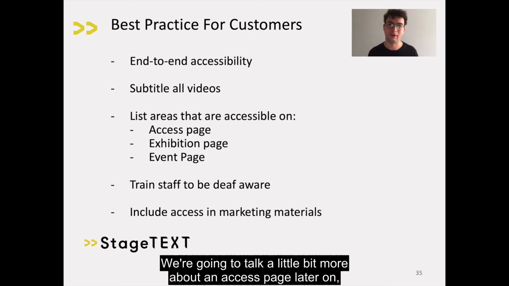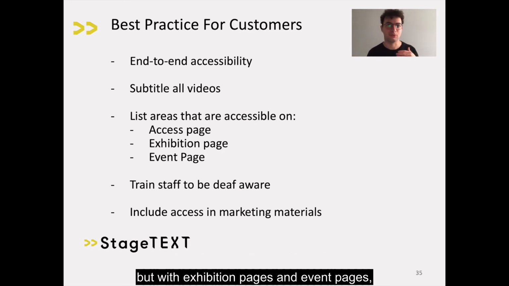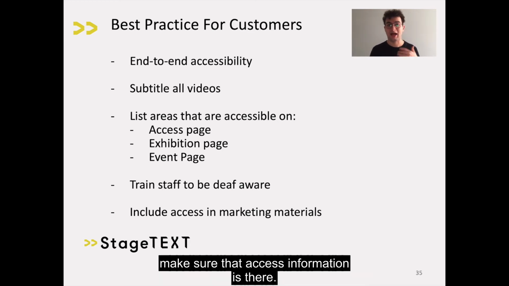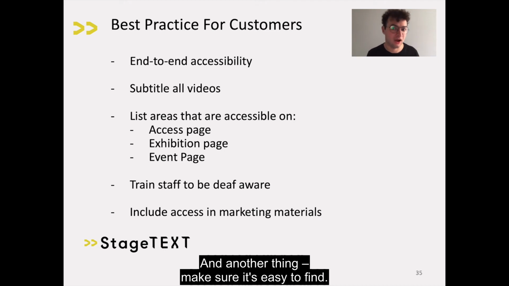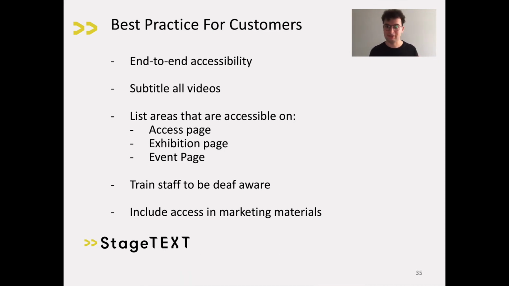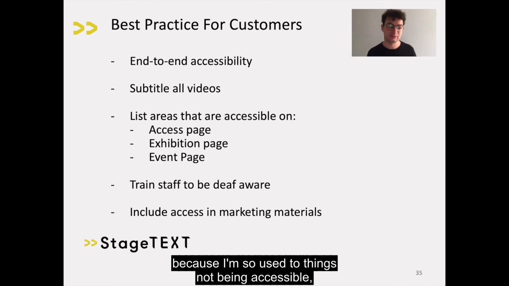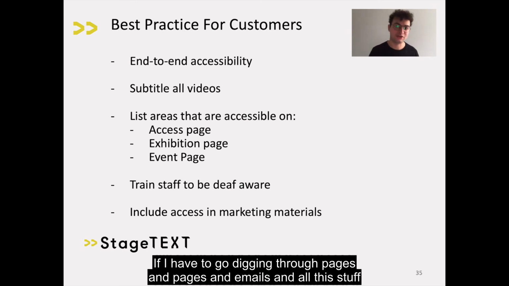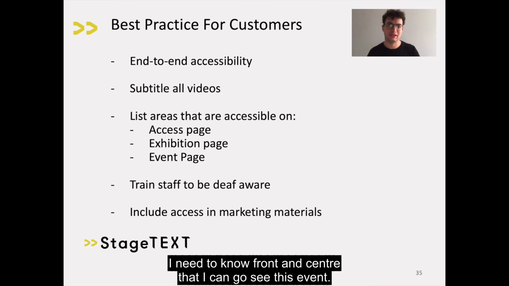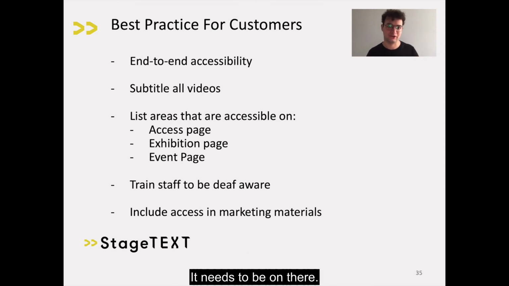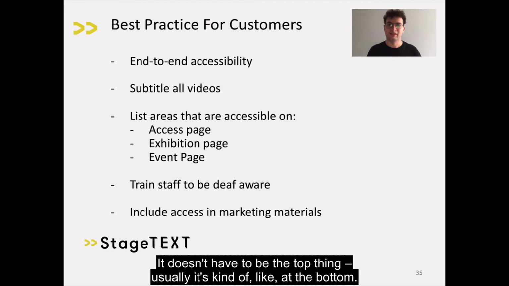We're going to talk a little bit more about an access page later on, but with exhibition pages and event pages, make sure that access information is there. And another thing, make sure it's easy to find. When I'm looking on websites, like I said, because I'm so used to things not being accessible, I'm going to spend a few minutes and then I'm gone. If I have to go digging through pages and pages and emails and all this stuff to find out whether or not I can see it, it's not worth my time. I need to know front and center that I can go see this event, right? It needs to be on there. It doesn't have to be the top thing, usually it's at the bottom, but it has to be there.